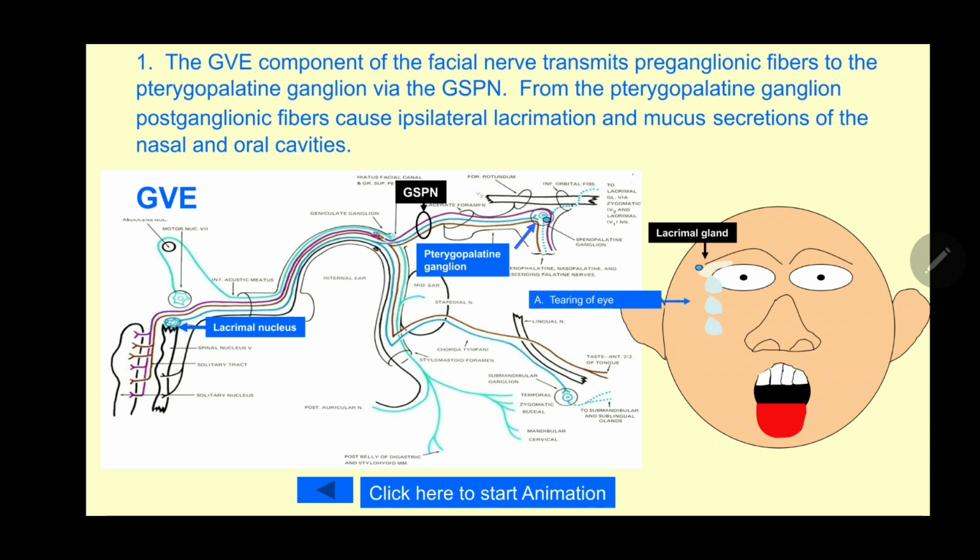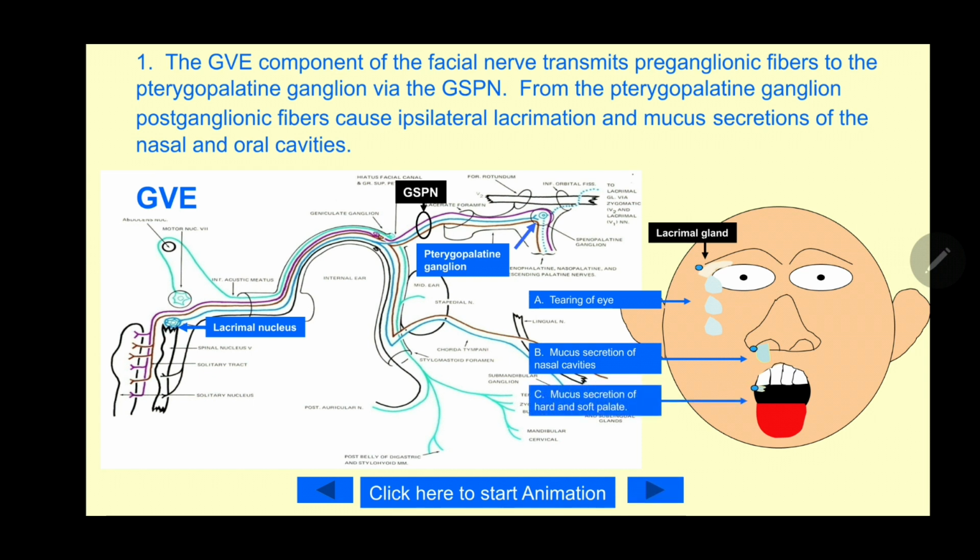Got it? At the same point, now there are other nerves like the lesser and greater palatine nerves. They will cause secretions from the nose, as well as there will be greater palatine nerves reaching to the palate, and they will cause mucosal secretions from the oral cavity. Okay.